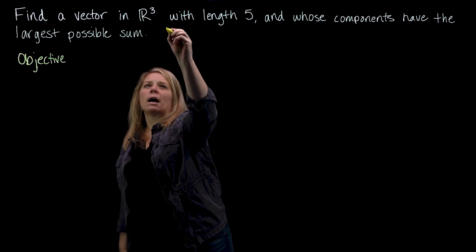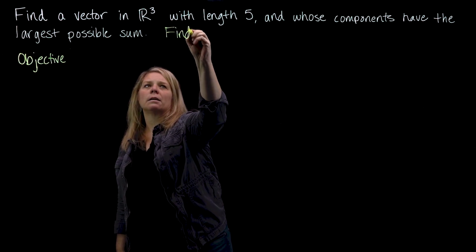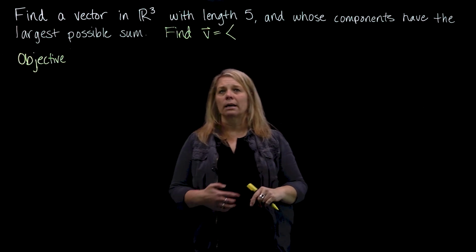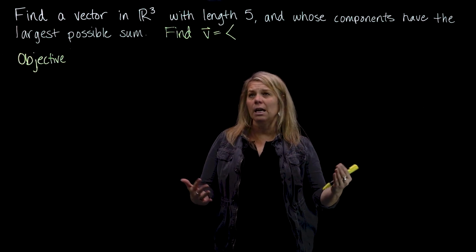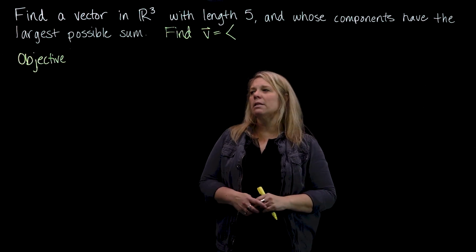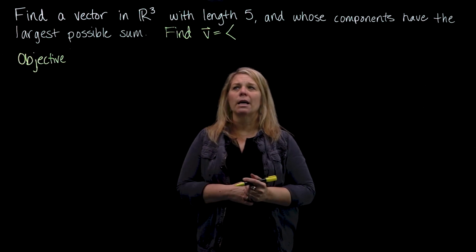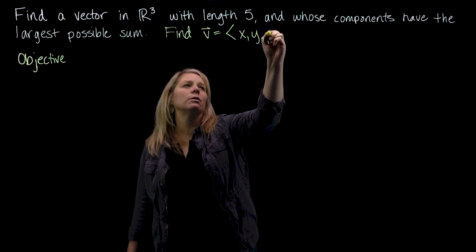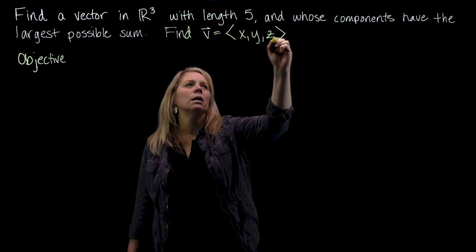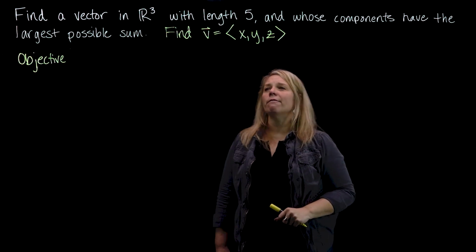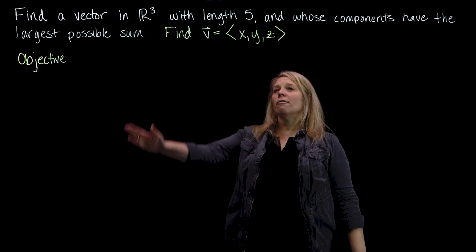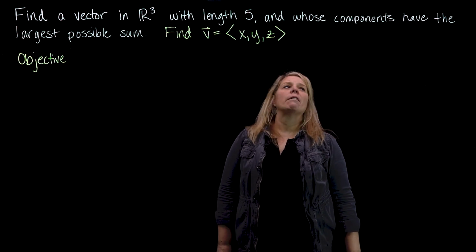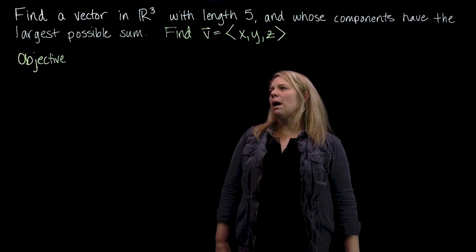So what I want to find, maybe I'll write that like this, a vector. And then each of the components, I could call them V1, V2, V3. Subscripts are not always fun to work with, so I'm just going to use some different letters here. I could use A, B, C, or maybe more natural to just use X, Y, Z here. Remember what we're coming up with here is a vector. So I want a vector in R3 with length 5 and whose components have the largest possible sum.